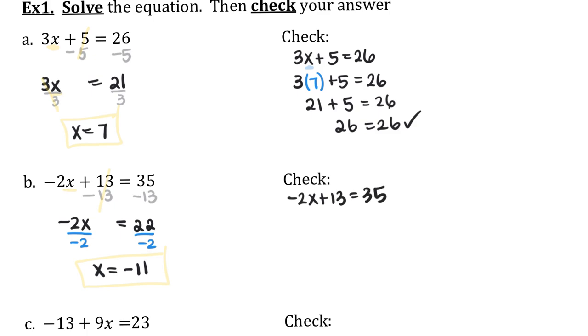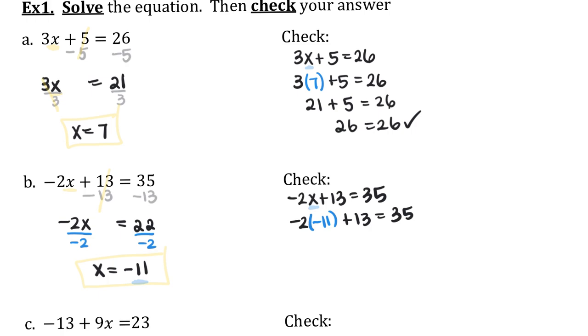Okay, where the x is, I'm going to plug in the answer I just got for x. I just got negative 11 for x. So negative 2 times x, and x is negative 11. I'm putting it in parentheses to make sure it's being timesed. Okay, and then when I evaluate the left side, it should turn into 35.